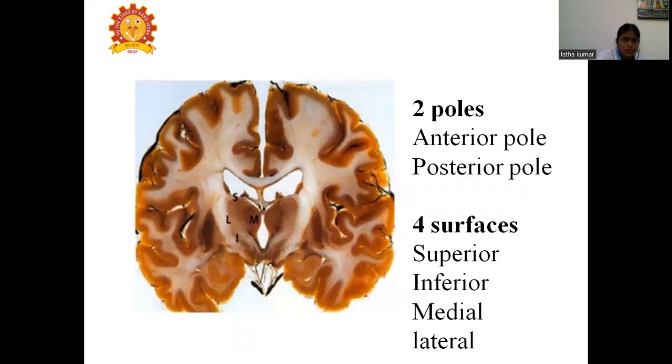So this is the cut section of the thalamus. If you see the thalamus, dorsal thalamus has two poles and four surfaces. The two poles are anterior pole and posterior pole. Four surfaces are superior surface, inferior surface, lateral surface, and medial surface.